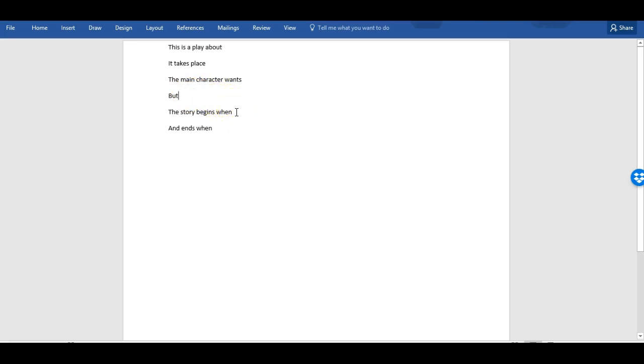The story begins when blank, and again, this is the inciting incident. It is always best to put it on stage, to have it be part of the plot, not just part of the whole story. Plot being exactly what we see on stage. But again, maybe something happened before the lights went up. And it ends when blank.